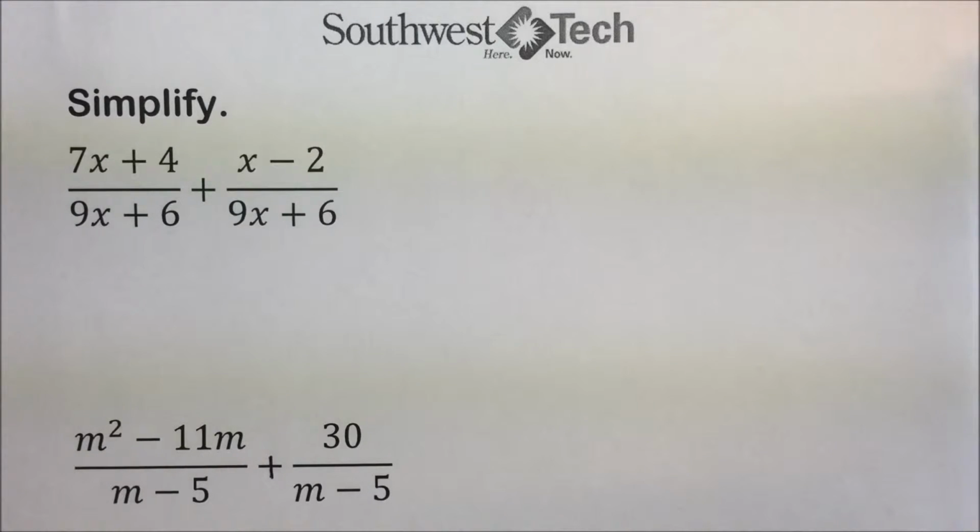Section 6.2, adding and subtracting rational expressions. Rational expressions are added and subtracted in much the same way as fractions in arithmetic. To add or subtract, the denominators must be the same. If they are, then you add or subtract the numerators and keep the same denominator.